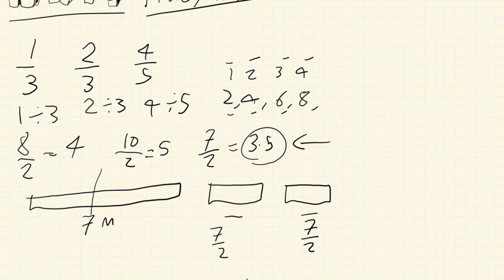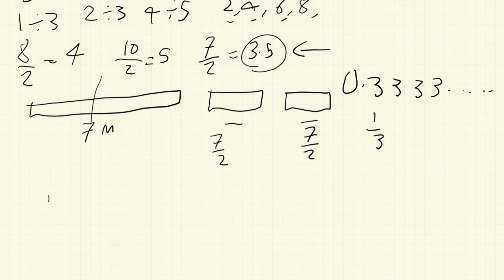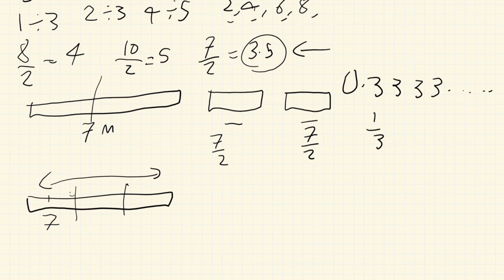1 over 3 is even worse. 1 over 3 looks like this, and you actually carry on writing 3's forever. So not a nice number. We'll just write 1 over 3. So division, again, is just cutting things up into pieces. If I cut my bus into 3 equal pieces and it started off as being a 7 meter long bus, then each piece would be 7 over 3 meters long. So 7 divided by 3 is 7 divided by 3. Who'd have thought?